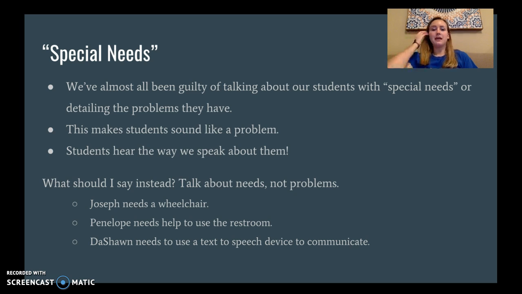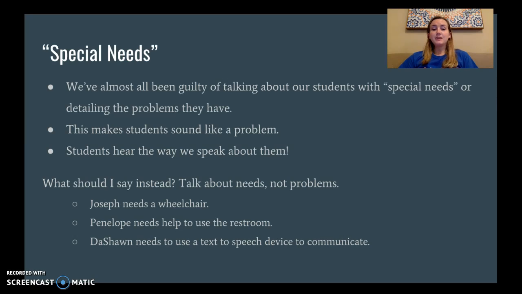And this kind of goes with detailing problems that students have. So if we talk about a student who's going to be in your class next year, and I tell you, well, this student can't walk, they don't have the fine motor skills to use pencils or pens, they are not able to verbally communicate, and they are not able to use the restroom on their own. I think your mind is going to start reeling about, oh my gosh, how am I going to teach this student? I don't know how I'm going to communicate with this student. And you're going to start thinking of the student as a problem. And we don't want to make our students sound like problems.